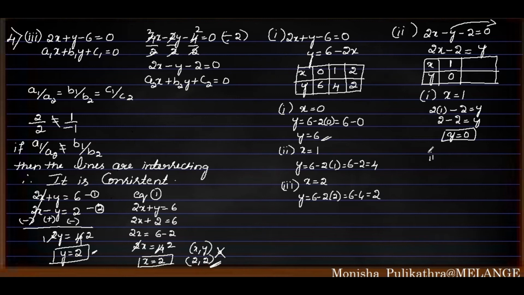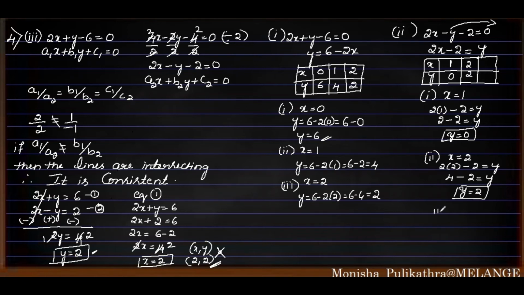And the second point is x equal to 2. So 2 into 2 minus 2 is equal to y. So 2 twos are 4, minus 2 is equal to y. 4 minus 2 is 2 itself. So y is equal to 2. So this is the intersecting point. When x is 2, y is also 2.